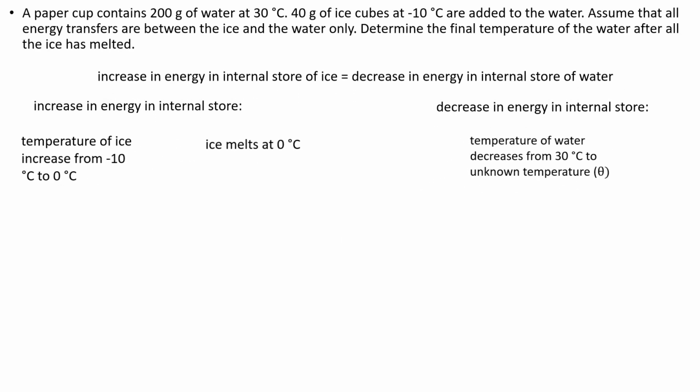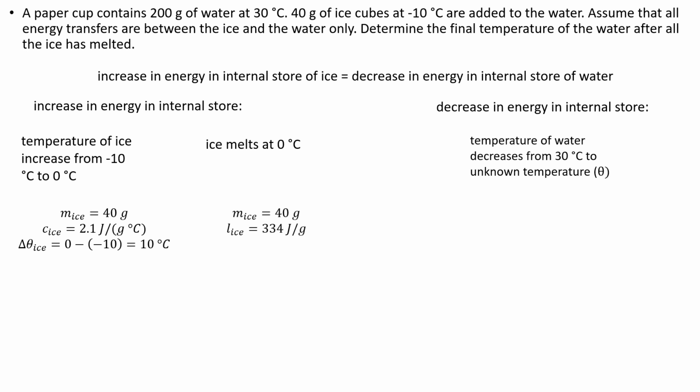Now let us list down all the variables that we do know so far so that we can solve the problem mathematically. Under increase in energy in the internal store of ice, we have the mass of ice, specific heat capacity of ice and the temperature change in ice. Under increase in energy in the internal store of ice during melting, we have the mass of melted ice and specific latent heat of fusion of ice. Note that I use the term melted ice instead of water so that I can differentiate more clearly between the 30 degrees Celsius water and the 0 degrees Celsius water. Under decrease in energy in the internal store of water, we have the mass of water, specific heat capacity of water and the temperature change in water.